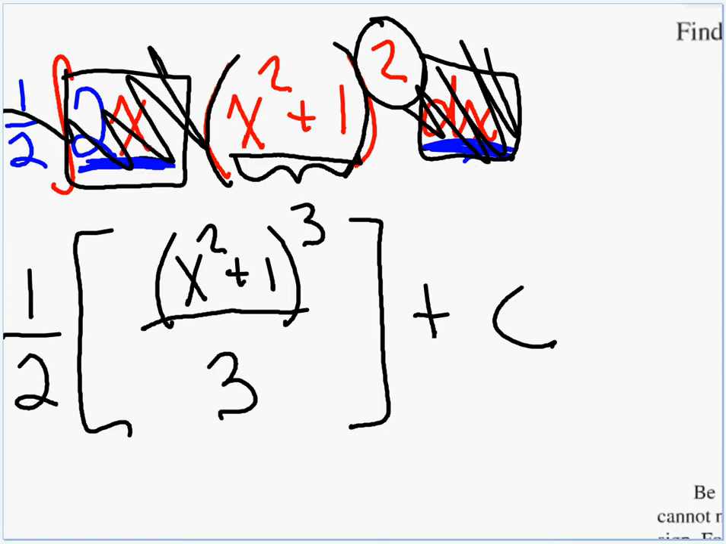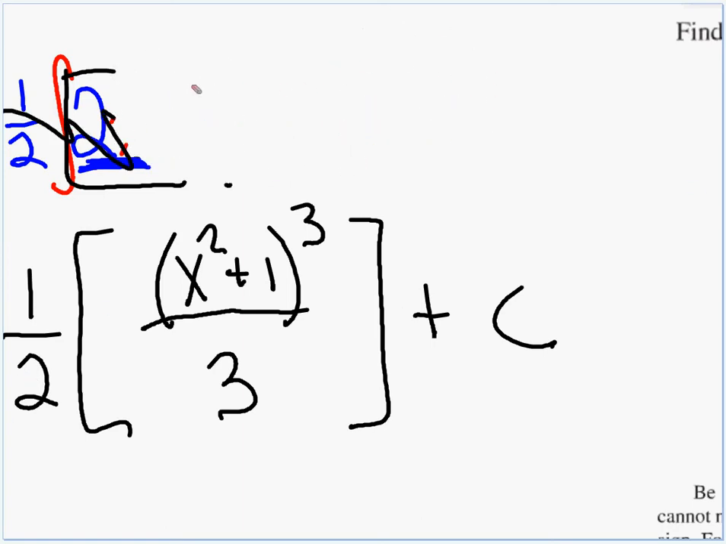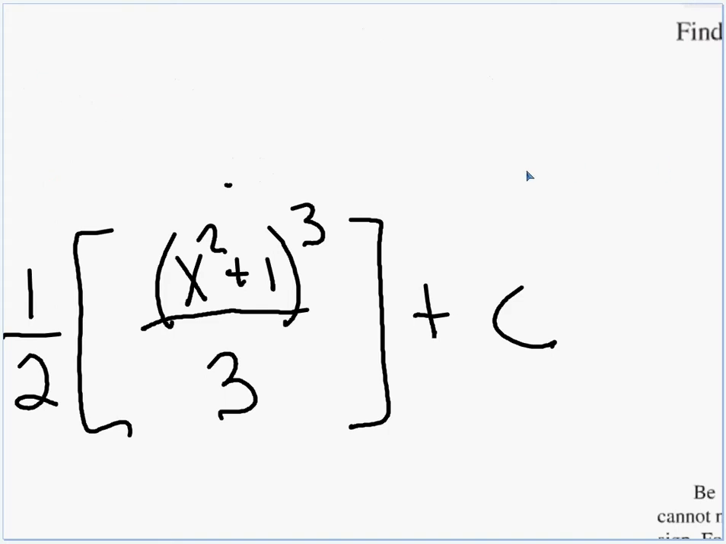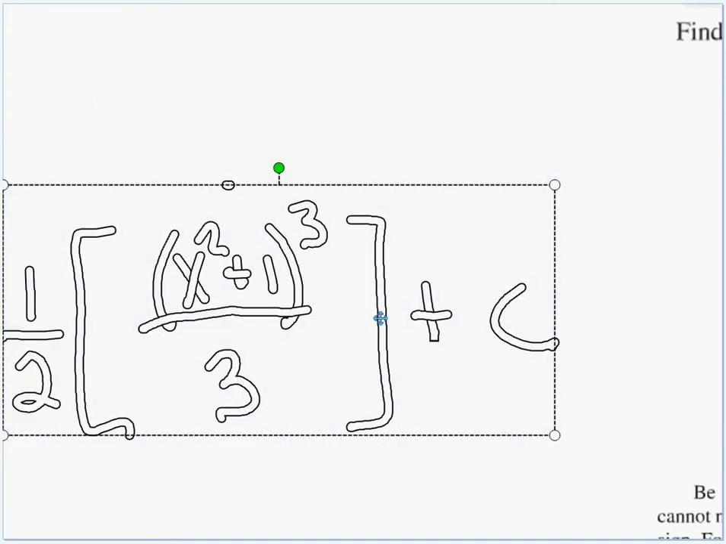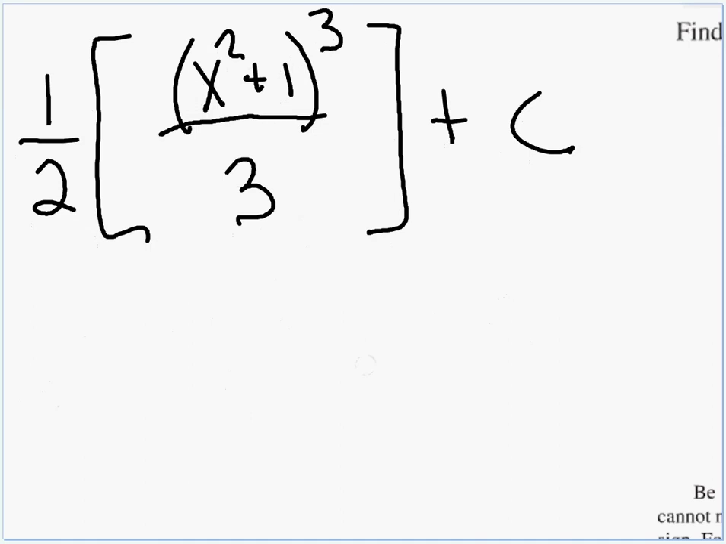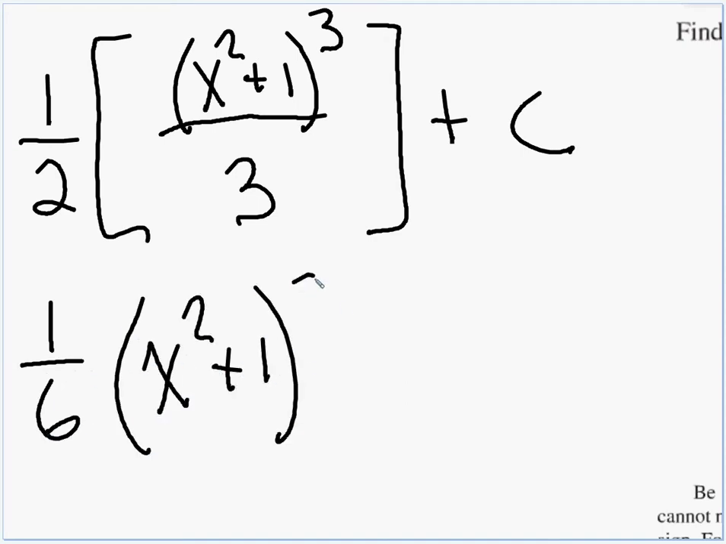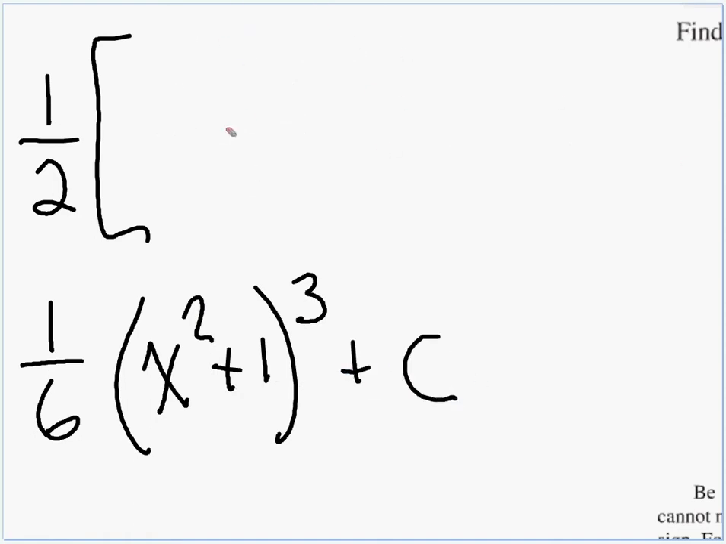And there's one more thing we can do to make this look a little prettier. Remember, math should not only be correct, it should also be aesthetically pleasing. It should be nice to look at. So we could either multiply the 2 by the 3 and put a 6 down here, or pull that 3 out with the 2 and just make this fraction 1/6. And then we'll have x squared plus 1 to the 3rd power plus c. Now, if you want, we can derive this to see if we get back to the original problem.